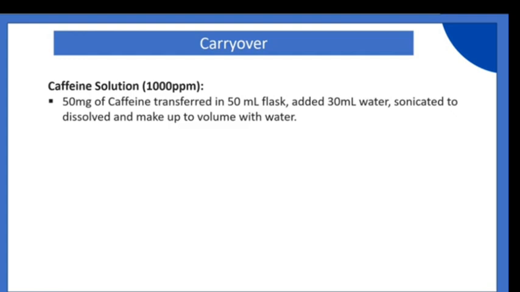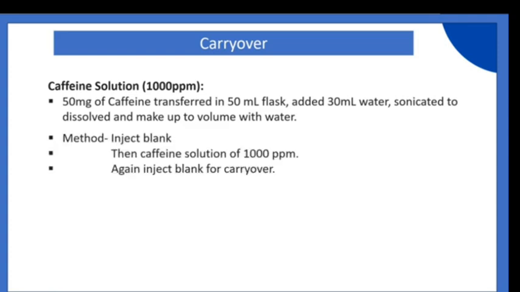For the carryover test, we prepare caffeine solution of 1000 ppm. We weigh 50 mg of caffeine and transfer to a 50 ml volumetric flask. Add 30 ml of water, sonicate to dissolve and make up to volume with water. Method: in this, first we inject blank, then caffeine solution of 1000 ppm, then we again inject blank for carryover.